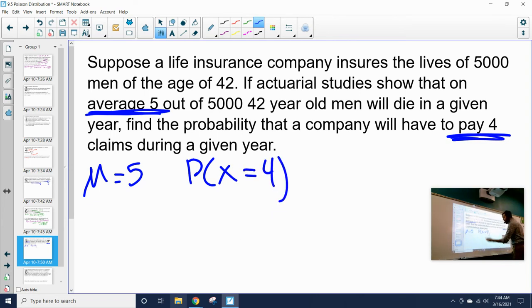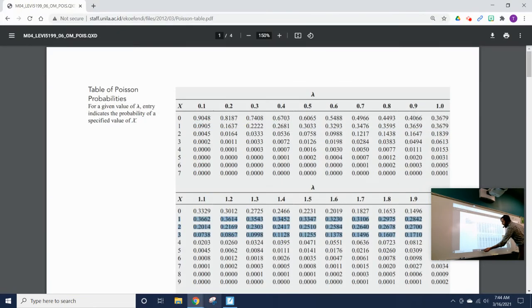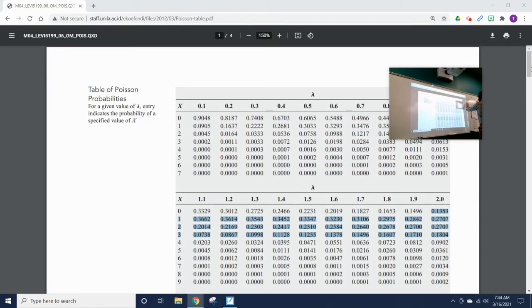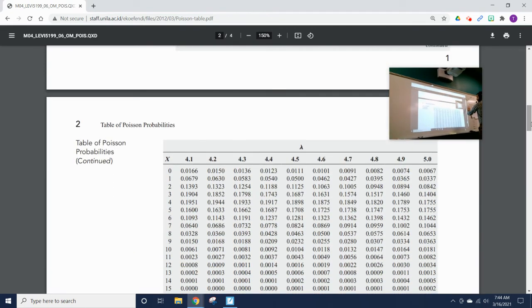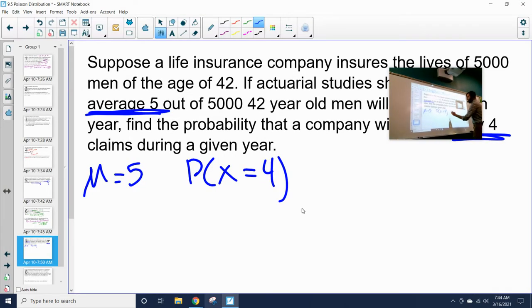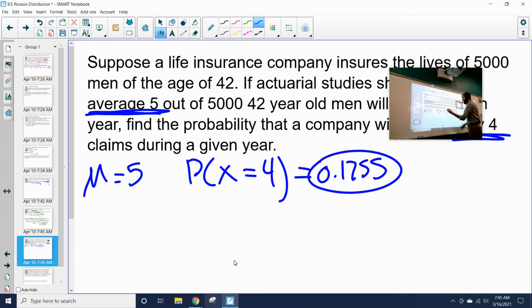So once again, I know my average is 5. My chart's going to come up. So I need to go down to 5. Scrolling down, 5 is right here. I'm looking for 4. So 4, if I go all the way over, is going to give me 0.1755. So the probability of x equaling 4 is just 0.1755 because it's exact. Anytime it's exact, I just write that number down and I'm done.